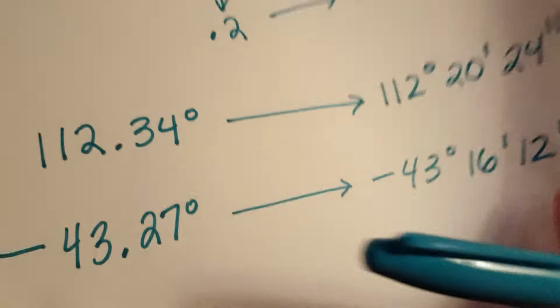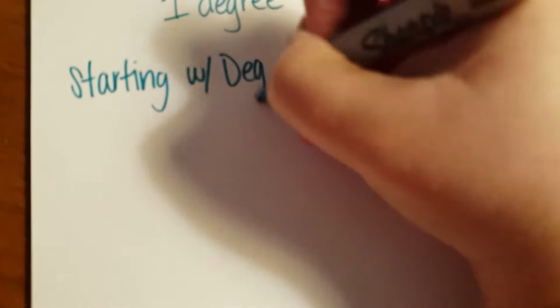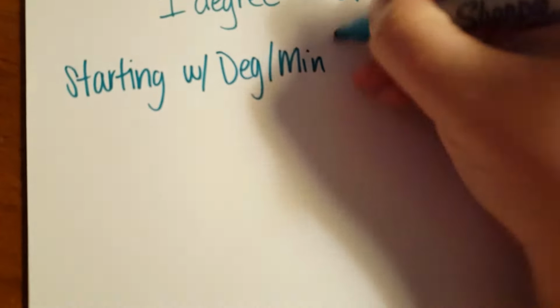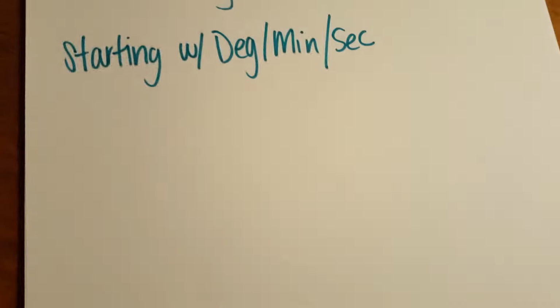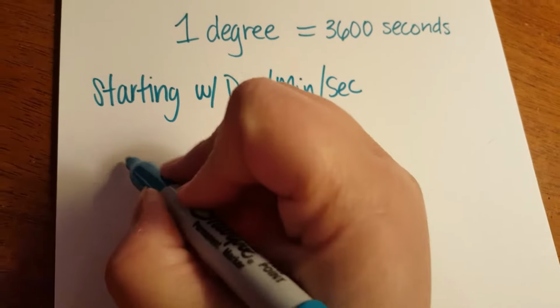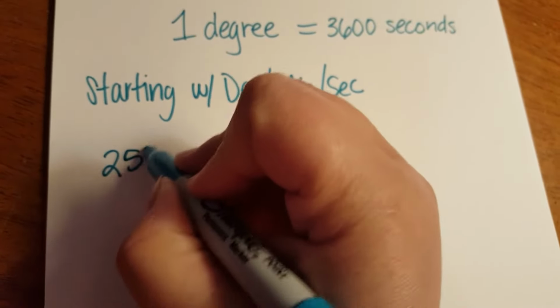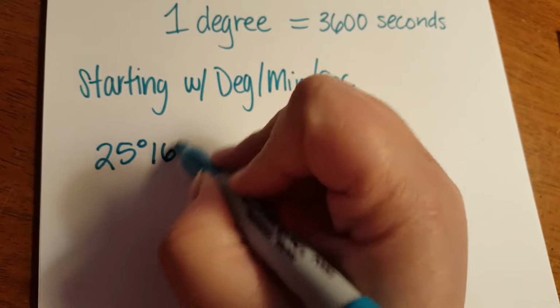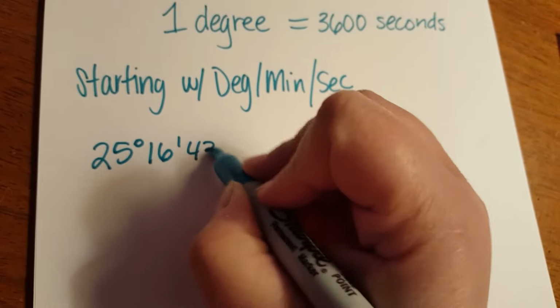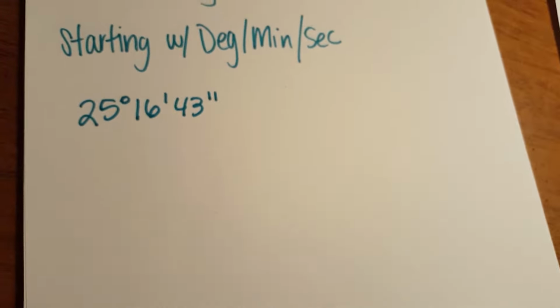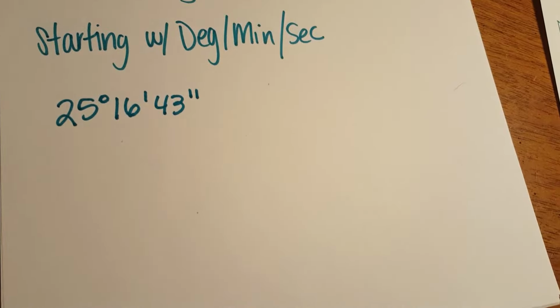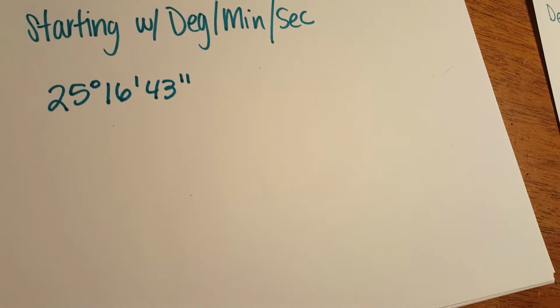Now, going the other way, starting with degrees, minutes, seconds. Okay, let's say I have 25 degrees, 16 minutes, and 43 seconds. Okay, now this way it's kind of formulaic because we always do pretty much the same thing.